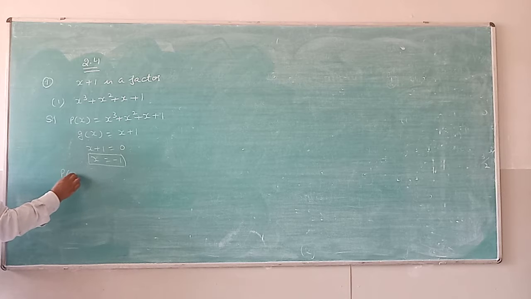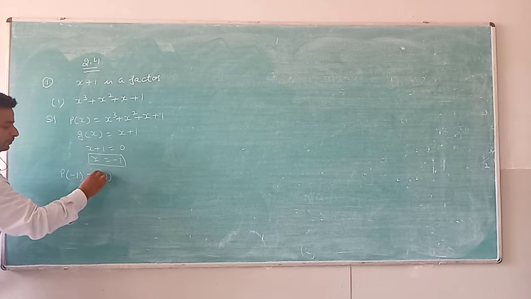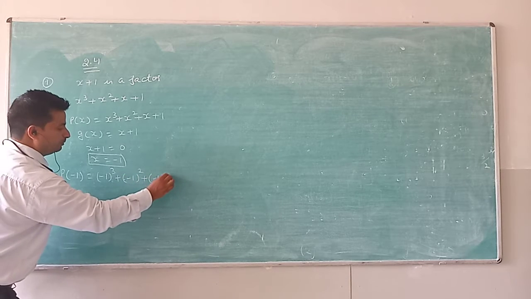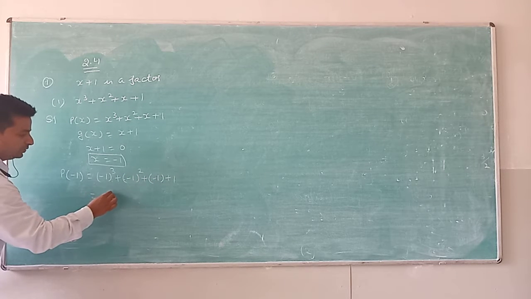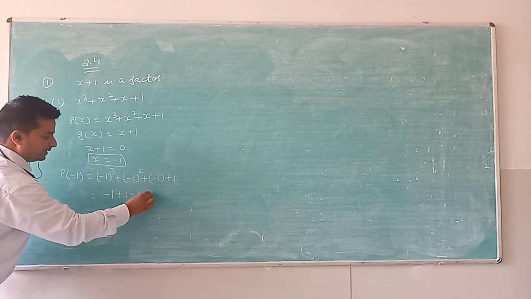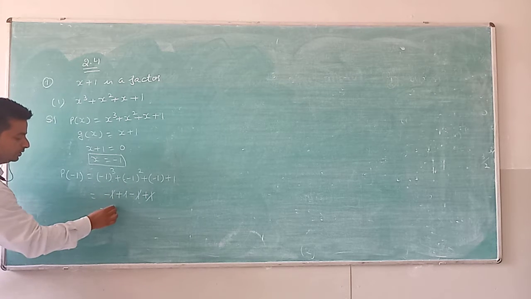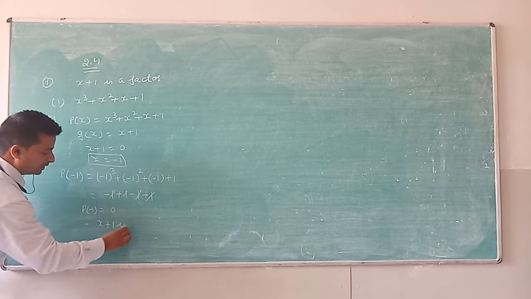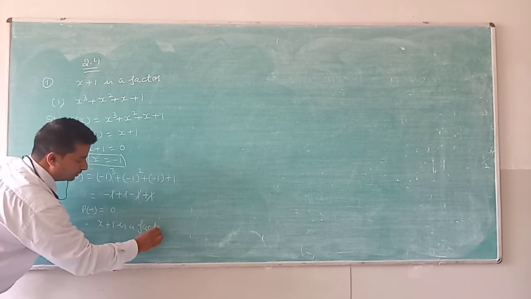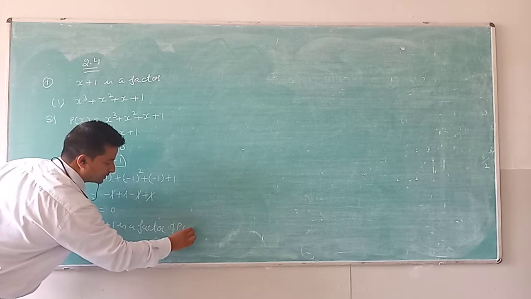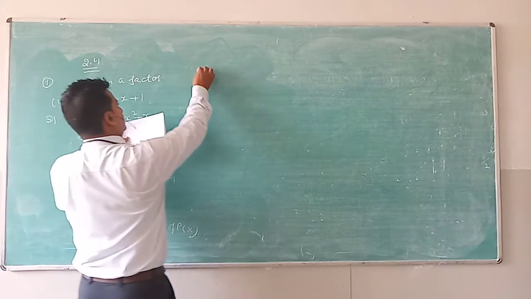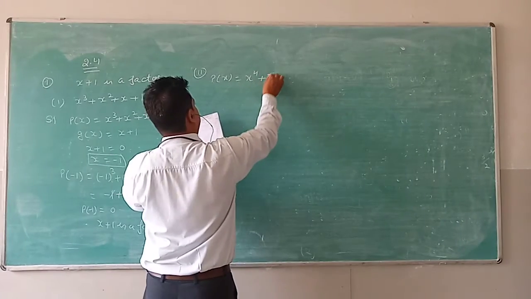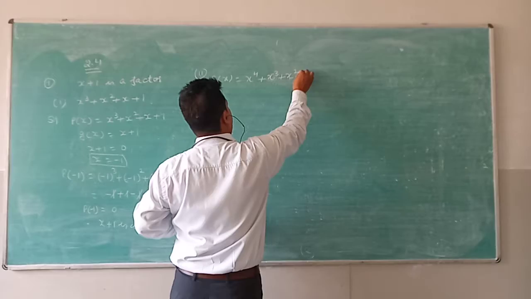When we put x is equal to minus 1 in the polynomial p(x), that is minus 1 cube plus minus 1 square plus minus 1 plus 1. Minus 1 cube is minus 1, this is plus 1, minus 1 plus 1. These cancel out. So p(minus 1) is 0. This means x plus 1 is a factor of polynomial p(x).